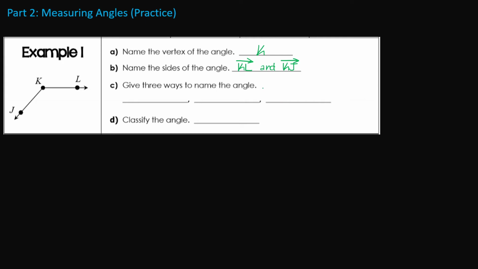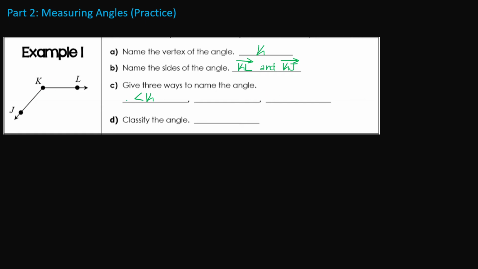Those are the sides of this angle. Now we need to give 3 ways to name the angle. Well, first, since this is an angle that's kind of by itself, it's not attached to any other angles, we can call this angle K. We can label it by its vertex.